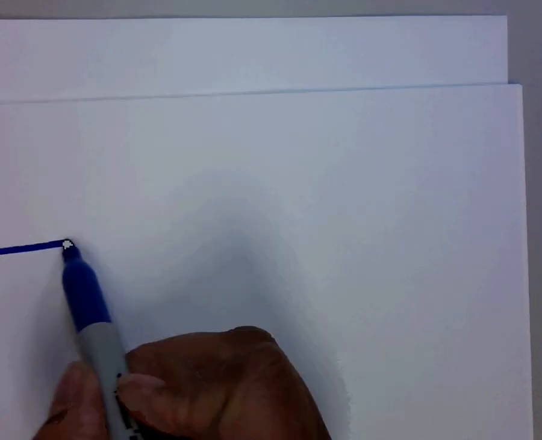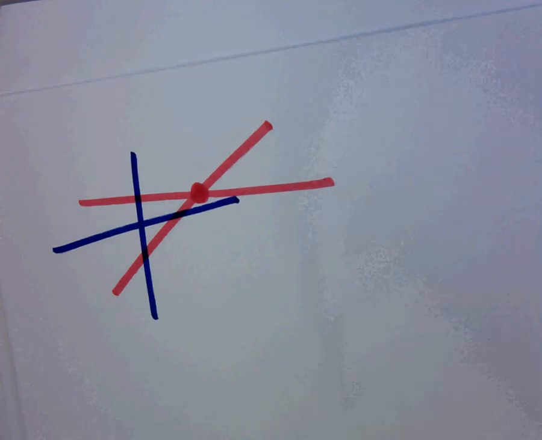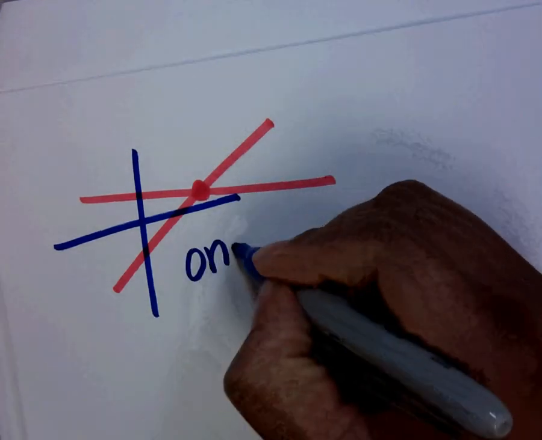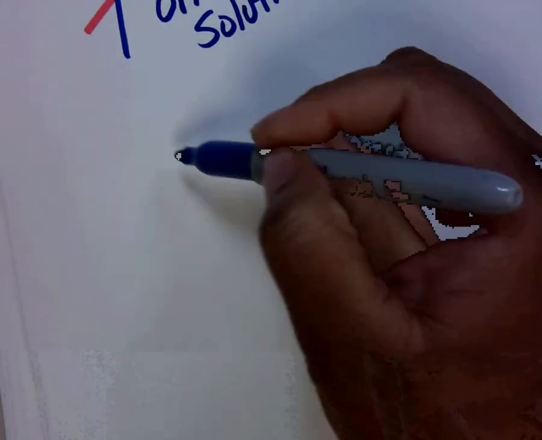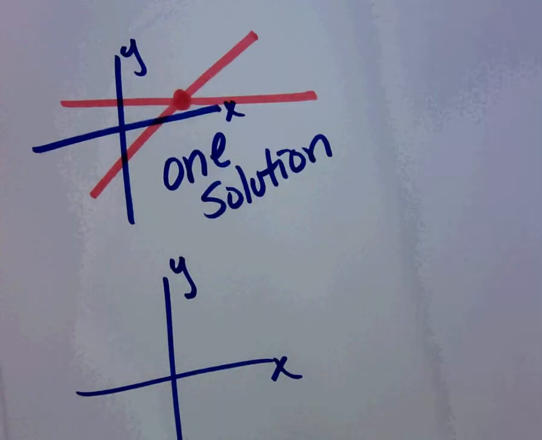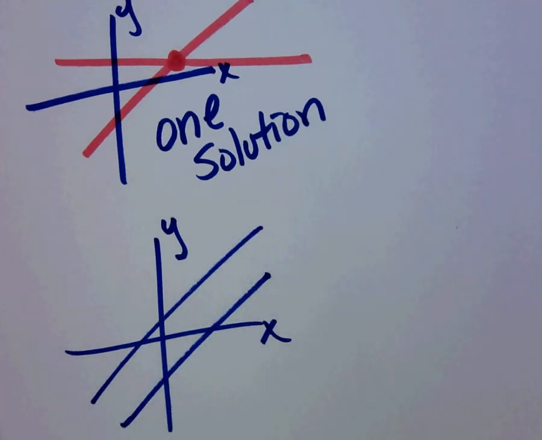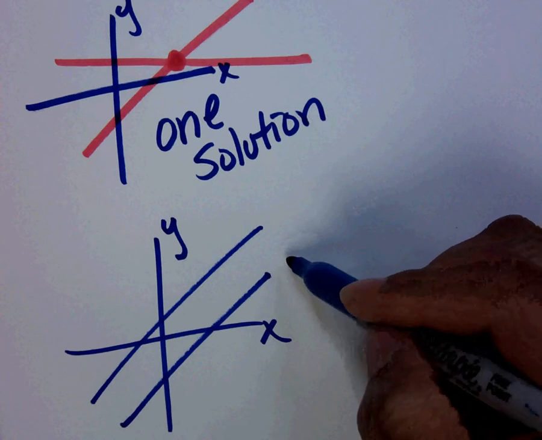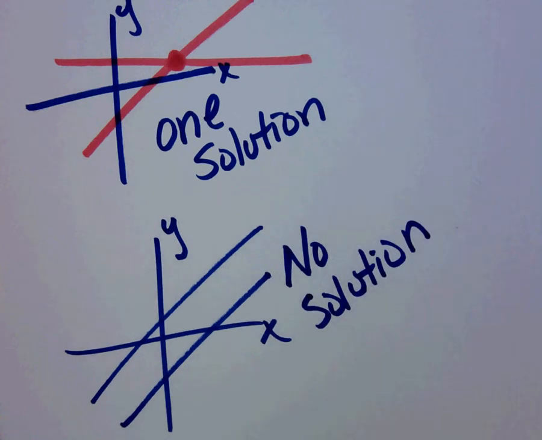When you graph and it crosses one time, that's what we call one solution. When you graph and they don't cross, that's what you call no solution.